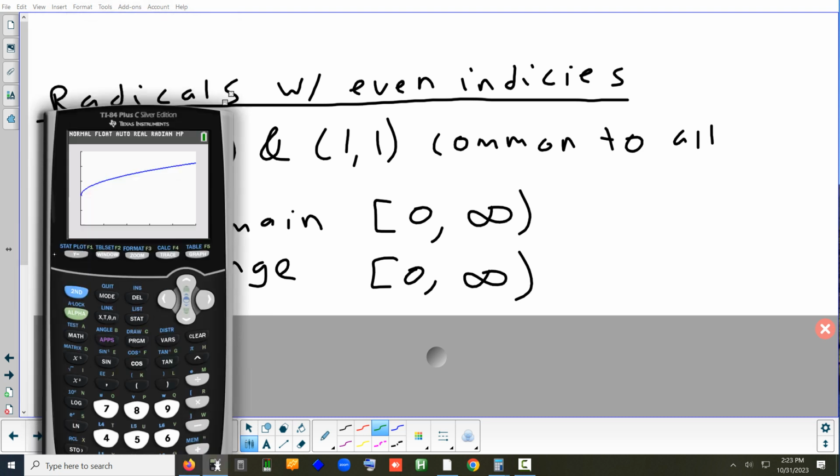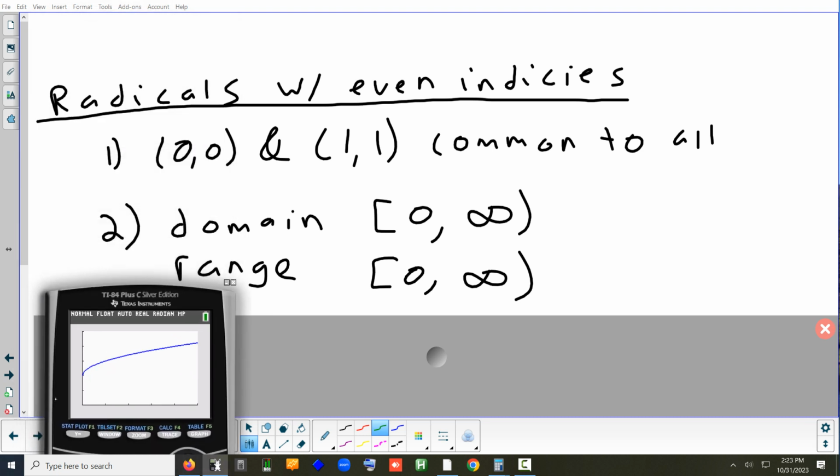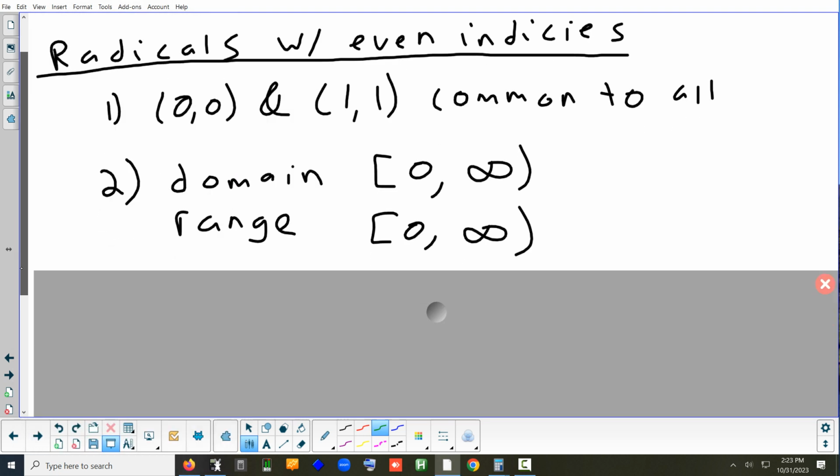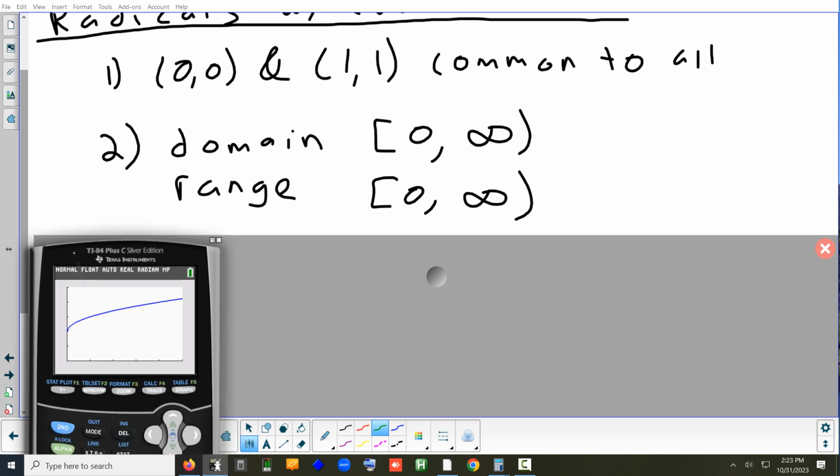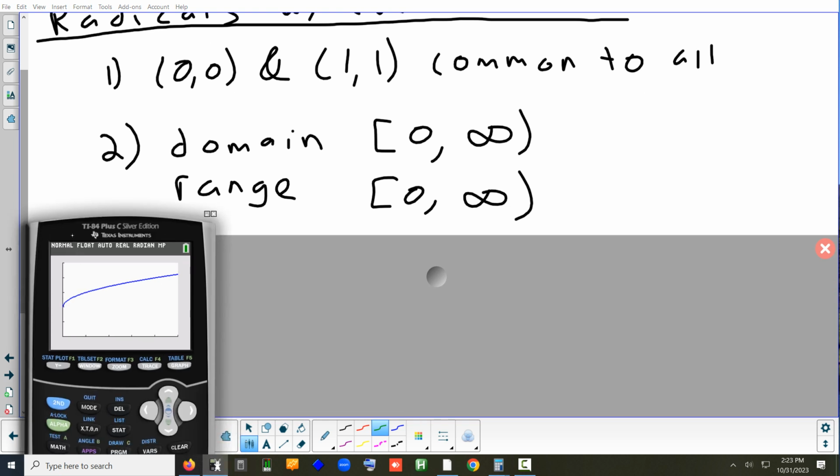Does that affect the domain, shifting it up 2? No, you're still starting at the origin. I'm still starting at the origin and going to the right forever. Did it affect the range? Yes, it did. What's the lowest that it goes now? 2. So the domain and range is 0 to infinity if you don't change it. But if you change it, then you have to adjust for that.